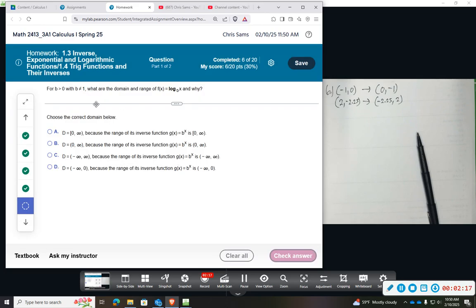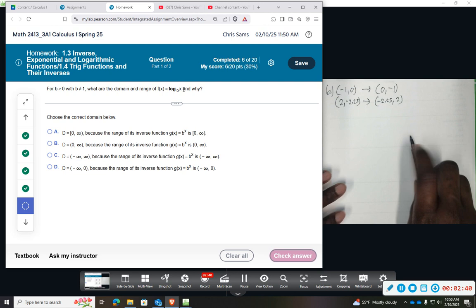All right, 7, it looks like a definition. So it says for B is greater than 0, B is not equal to 1, what are the domain and range for the function log base B, x, and y? So this is a parent function. Some of those graphics you have in our course. We just want to refer back to those.